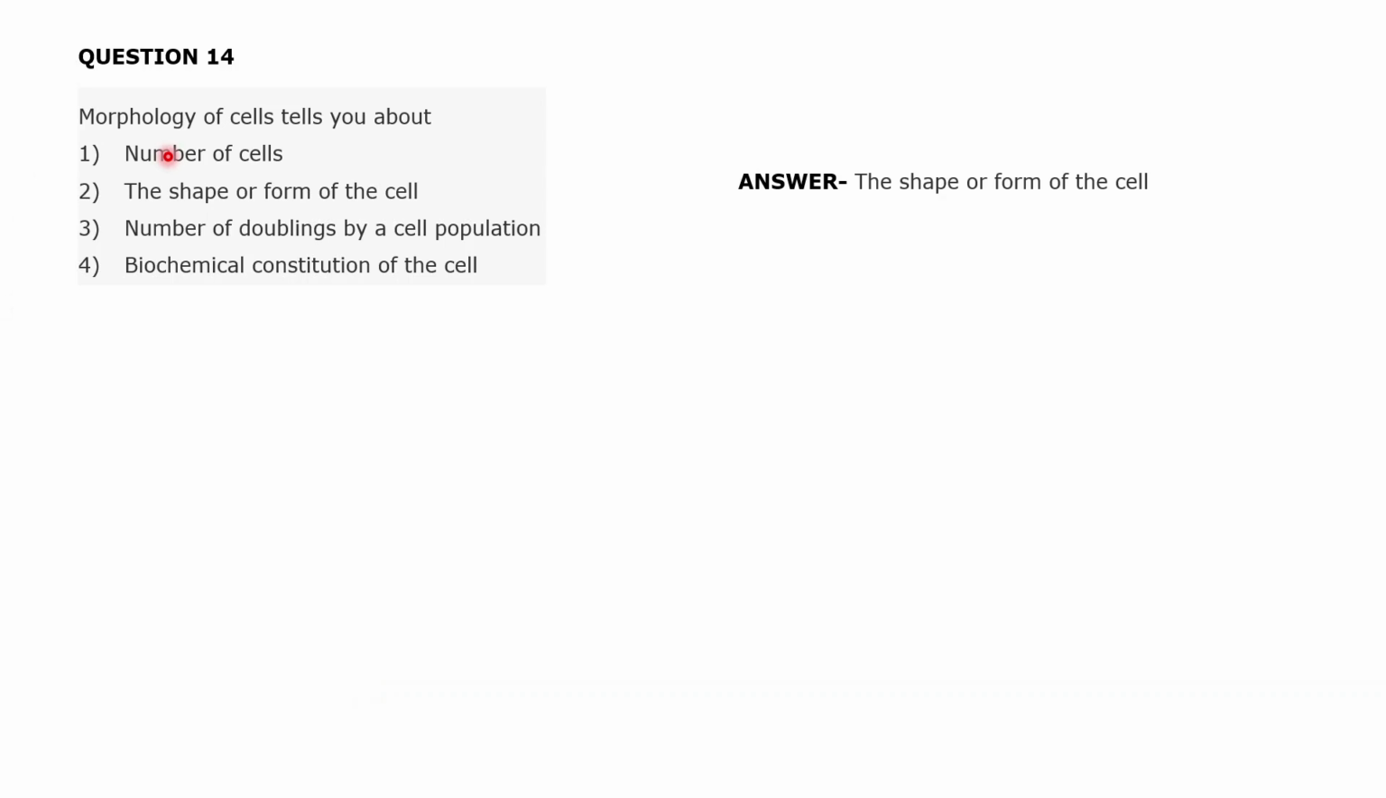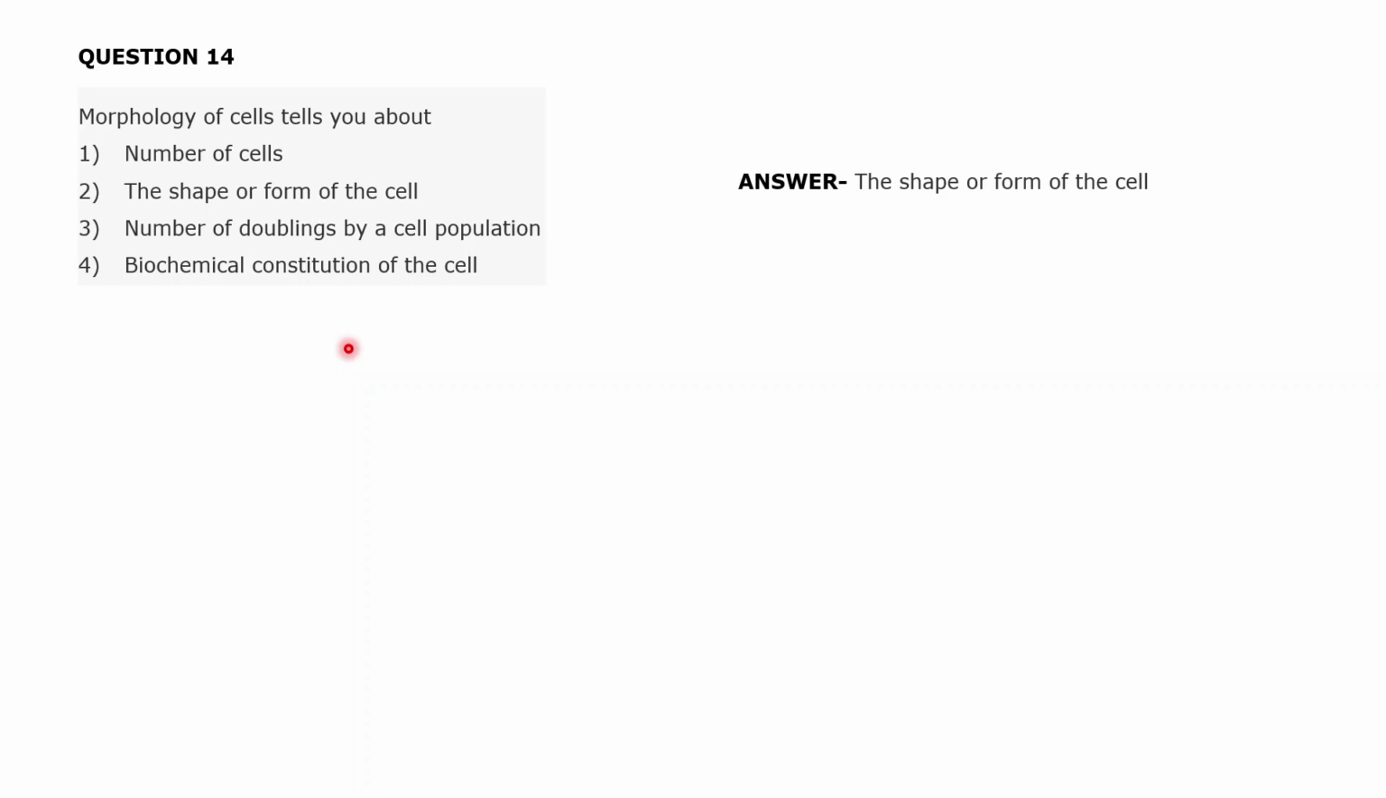It cannot tell you about the number of cells there. Basically you are looking into a single cell there or a population of cells there, then you are dictating a morphology there. From that morphology you can also try to distinguish whether it is a nervous cell, whether it is skeletal muscle there, whether it is a heart muscle, whatever it is, based on the morphology. So basically it does not give an idea of number of cells, it gives an idea of shape or form of the cell. Number of doubling by a cell population you cannot study there.